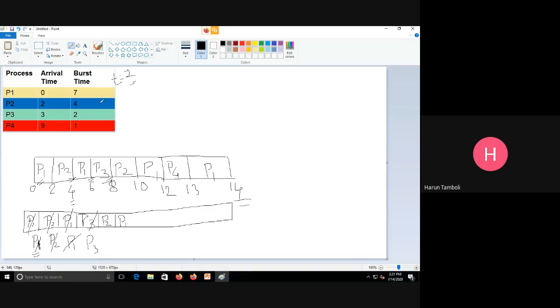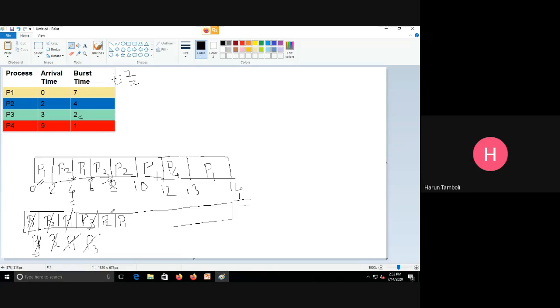Now P3 will also get 2 seconds time slot, and within those 2 seconds, it will completely execute. So P3 from 6 to 8 will completely execute. After complete execution, it is not going to the ready queue because it is completely executed. It will be terminated, it will exit.